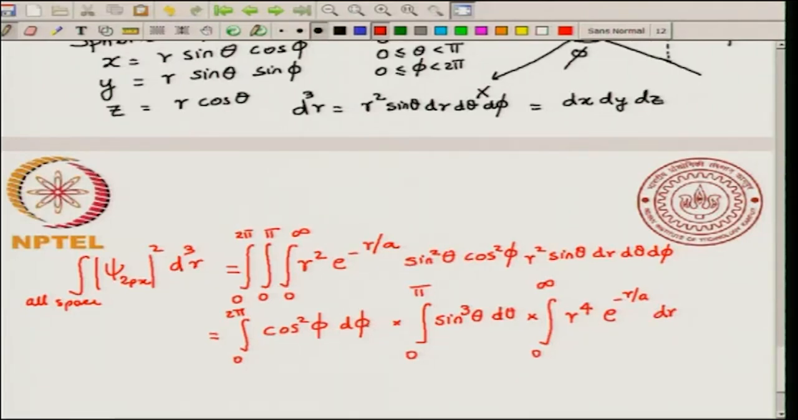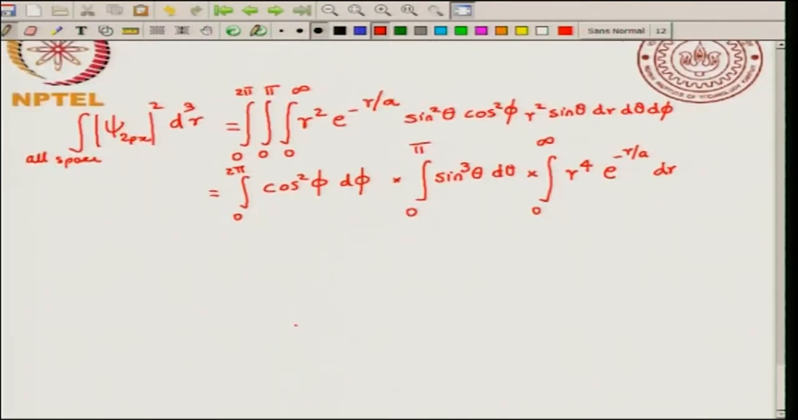So you have to do each of these integrals. Each of these is a simple one-dimensional integral, okay? And you can do this easily and calculate the values. So if you want to do cos squared phi d phi, then you replace cos squared phi by 1 plus cos 2 phi by 2. Okay, so when you replace this by 1 plus cos 2 phi by 2, then you do the integral. You'll get phi by 2 plus sine 2 phi by 4, and you put the limits 0 to 2 pi. Okay, so that is this first part.